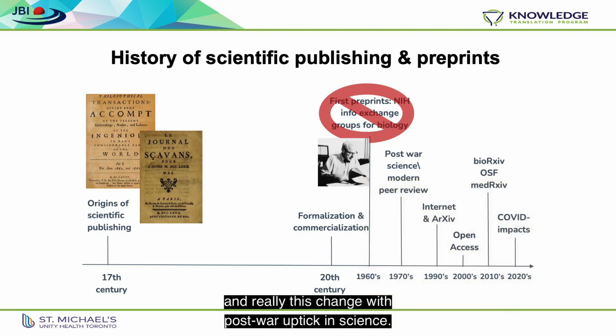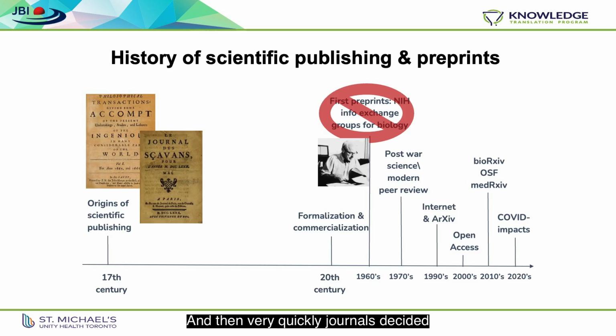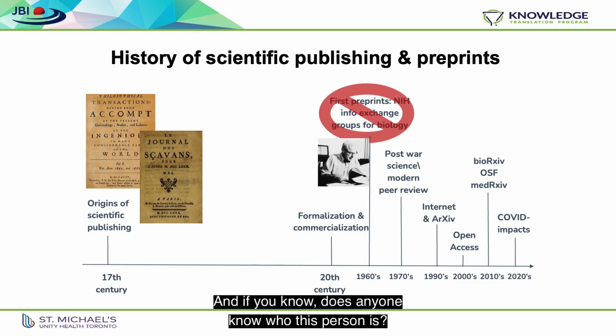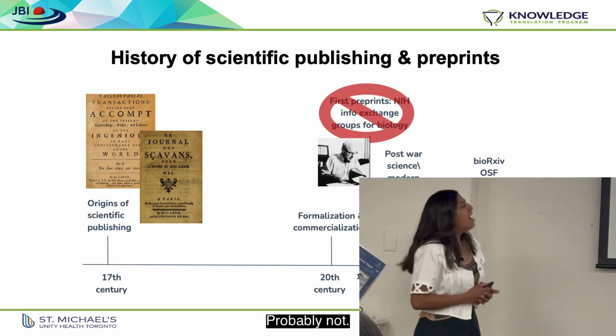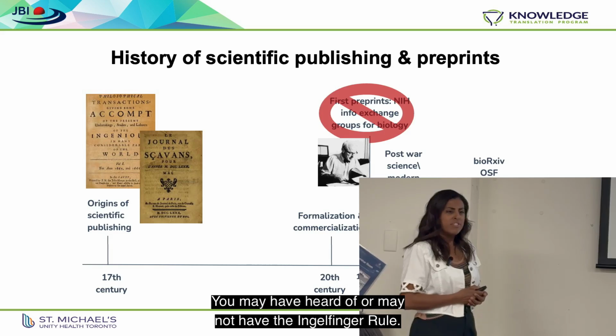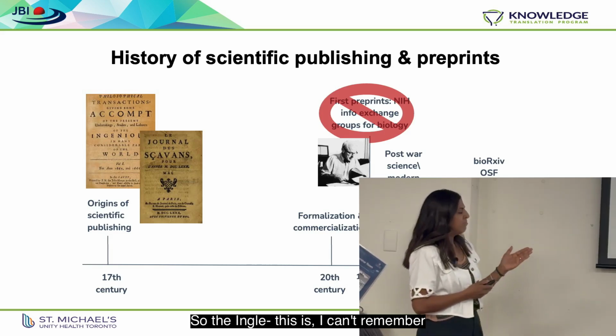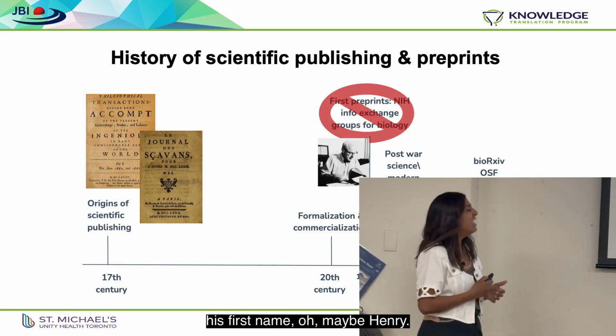And really this changed with the post-war uptick in science. And so in the 1960s, there's some evidence that these were the first preprints, from the NIH. And so they had these exchange groups to have biology research, which wasn't yet published, shared amongst researchers who were in these groups. And then very quickly, journals decided they didn't like that. And does anyone know who this person is? Probably not. You may have heard of or may not have heard of the Ingelfinger rule.